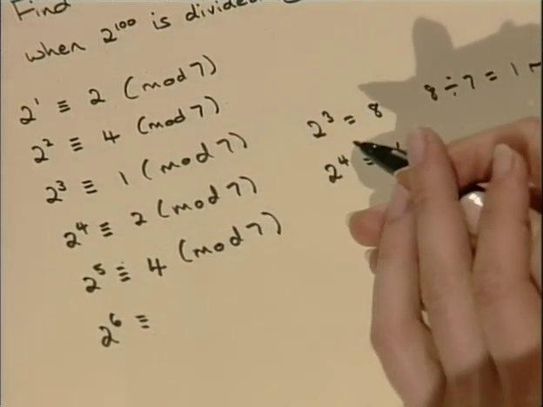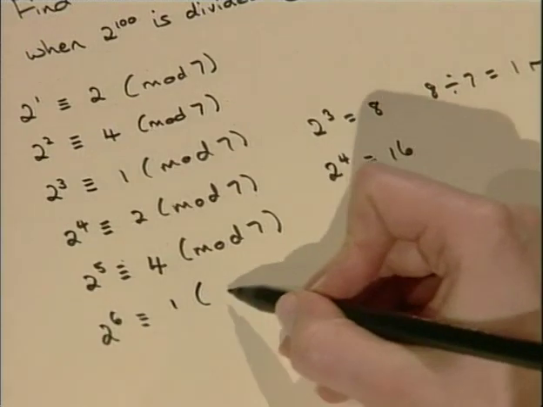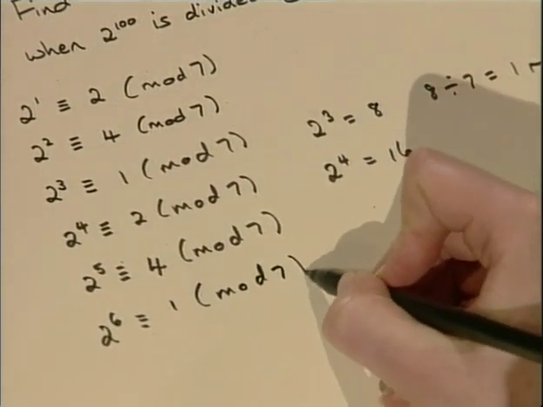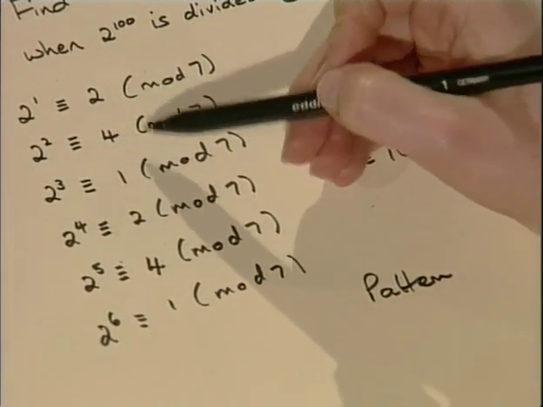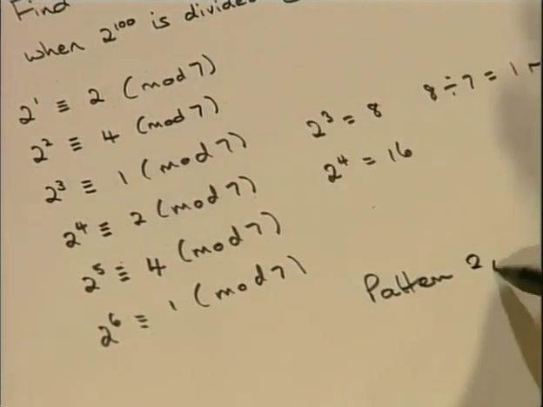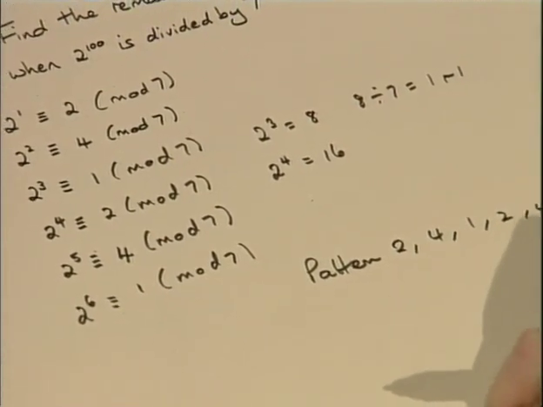And I'll use the same method for 2 to the power 6. But 4 multiplied by 2, well, that's 8. We saw earlier that 8 divided by 7 gives me a remainder of 1. So 2 to the power 6 is congruent to 1 modulo 7. Now I can begin to see a pattern forming. So my numbers are going 2, 4, 1, and that's repeating 2, 4, and 1.